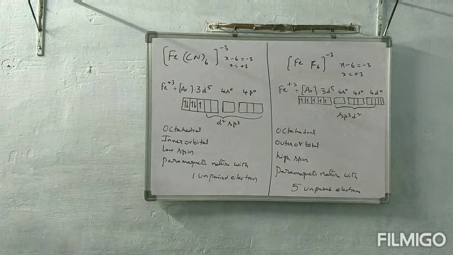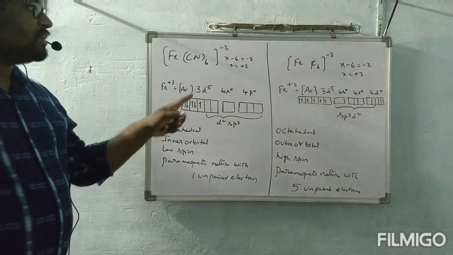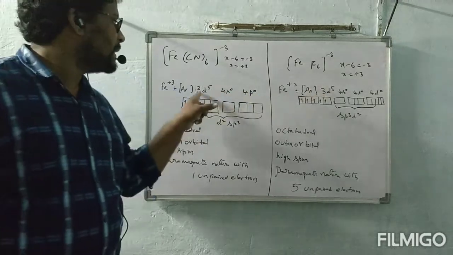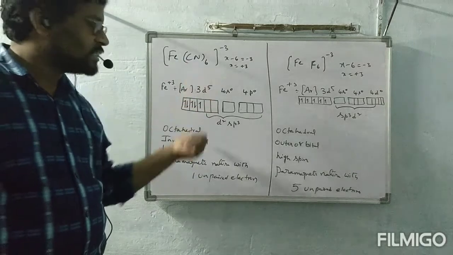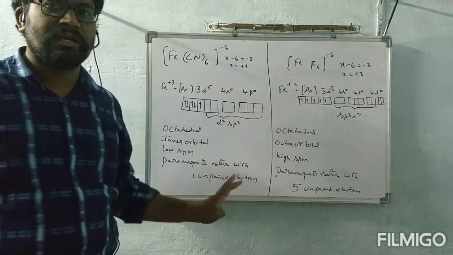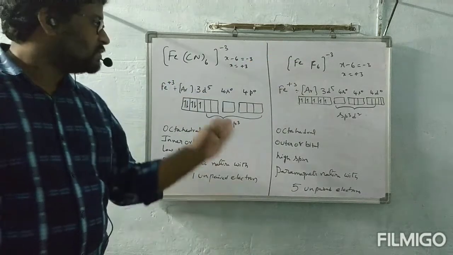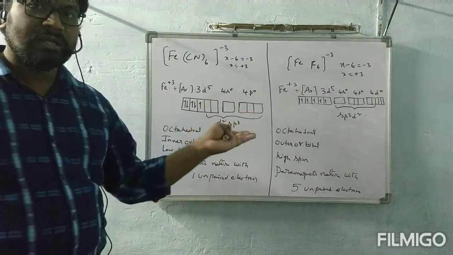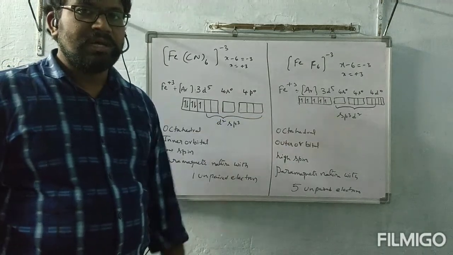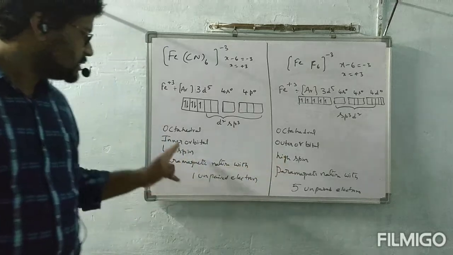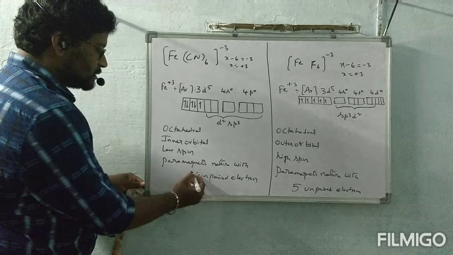This is about these two complexes, FeCN6 minus 3 and FeF6 minus 3. In both of them, the configuration is 3d5. Previously we have seen 3d4, now 3d5. In one complex pairing is taking place, in the other complex pairing is not taking place. According to that, this is the information. If it uses inner orbitals without 4d, then it is d2sp3. If it uses outer orbitals, then it is sp3d2, that is an outer orbital complex, high spin. This is inner orbital low spin, paramagnetic with 1 unpaired electron. This one is with 5 unpaired electrons.